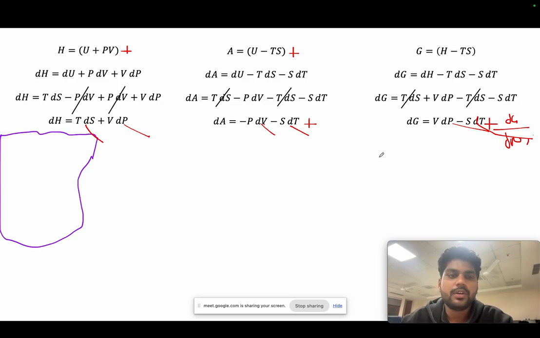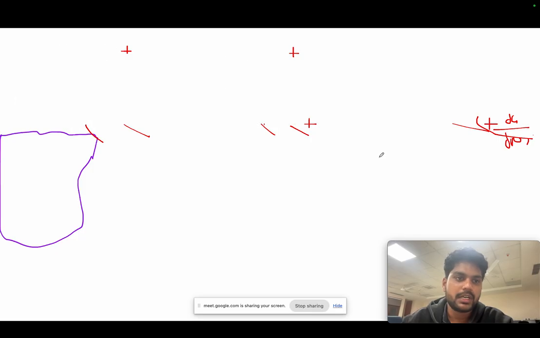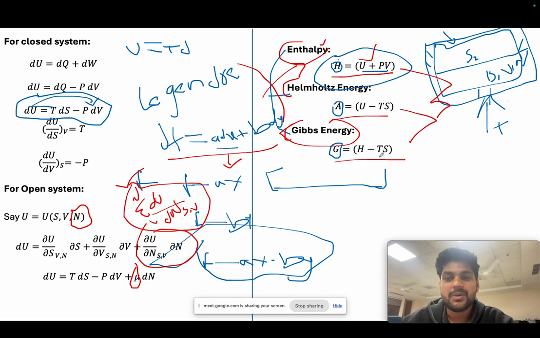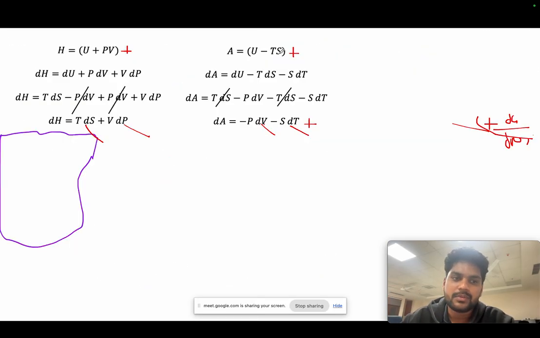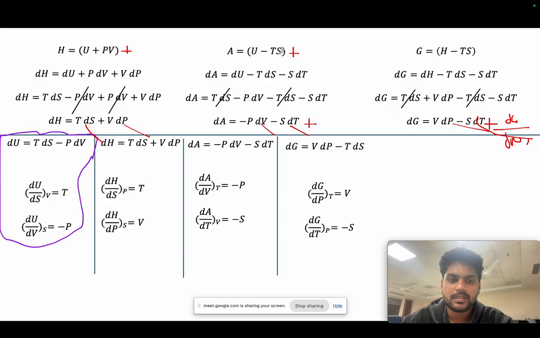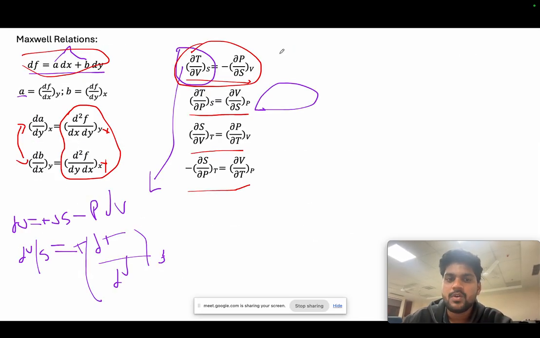You don't need to remember everything. If you have time in the exam, you need to remember the internal energy, the Legendre transform, and how things go from enthalpy to the closed system. If you calculate this, you can calculate this, and then you can calculate the Maxwell equation. You can't remember all of it at a time, so it is better to remember what the internal energy is and how it goes to the enthalpy. You don't need to learn the enthalpy also.